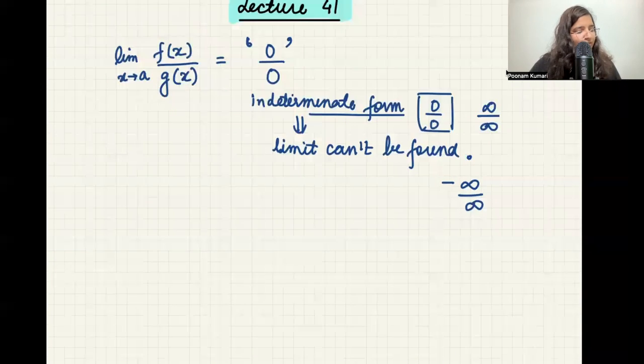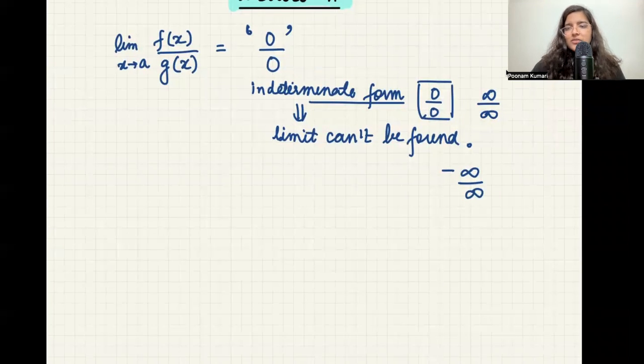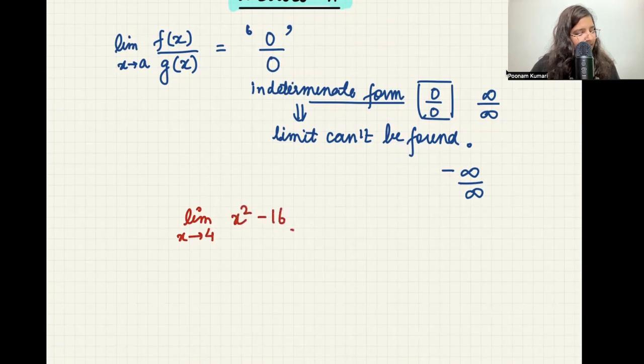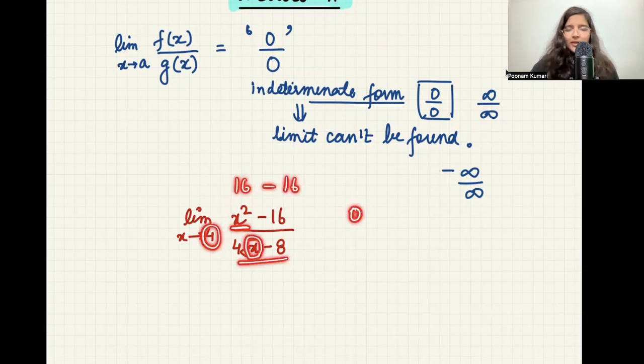Just to give you a little bit of recap, we did a lecture on limits previously. I'll give a link for that video in the description. If you remember, we did the limit of a function as x is tending to 4. And that function was x square minus 16 divided by 4 under root x minus 8. Now if you try to figure out this limit, if you put 4 here, you get 16 minus 16, which is 0. And if you put 4 here, you get under root of 4 is 2, so 4 into 2 is 8, and 8 minus 8 is 0. So again, you get a 0 by 0 form.